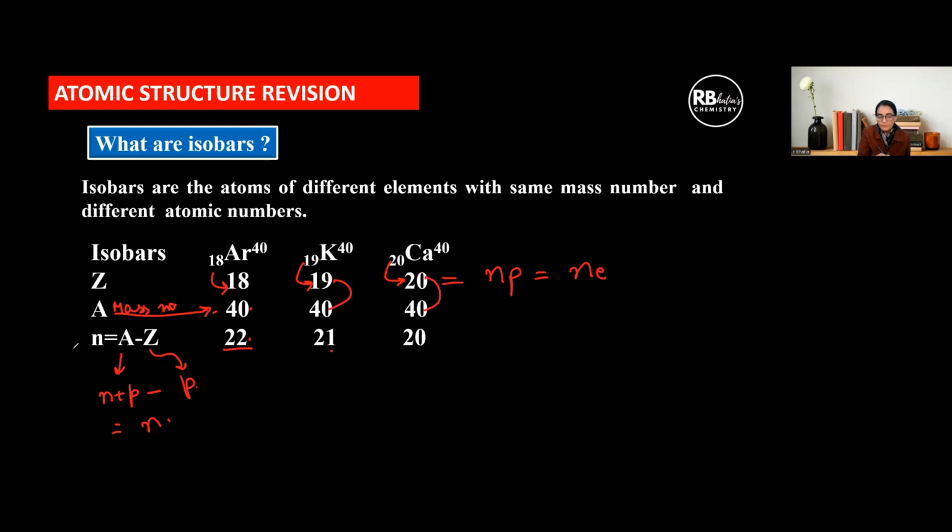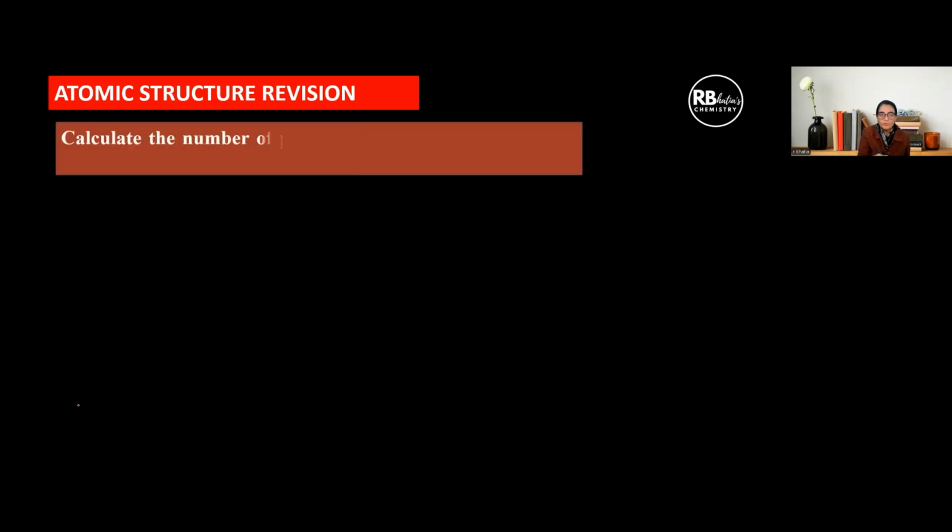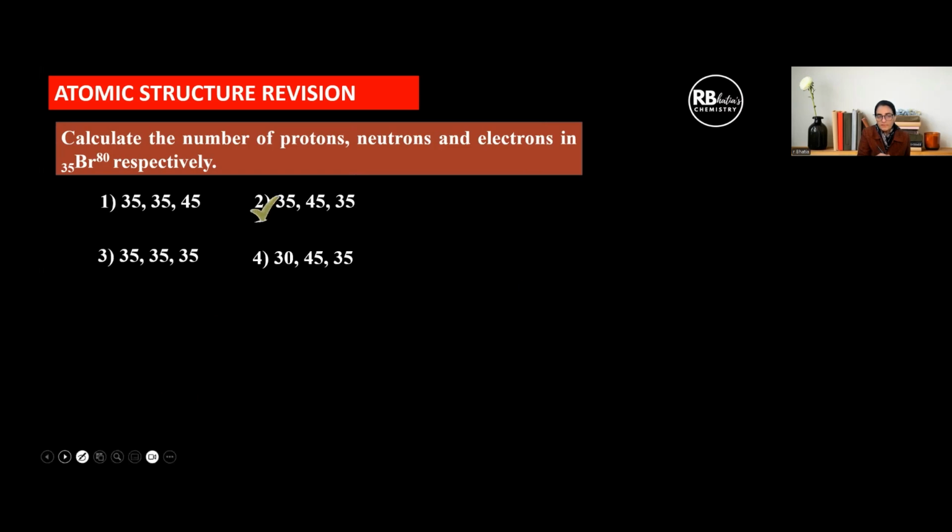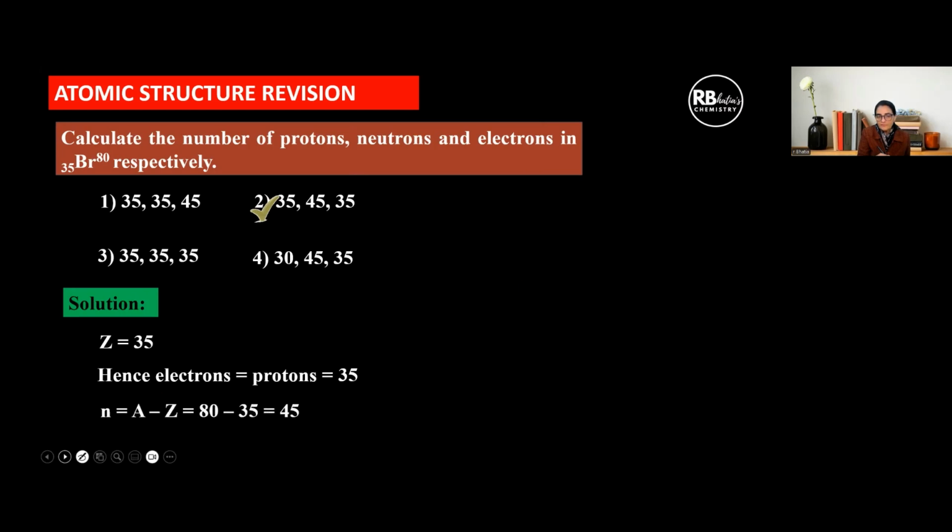Okay. So if a simple question is asked, they can give you any such symbol and ask you about the electrons, protons, and neutrons. Like in this case, calculate the number of neutrons, protons, and electrons in this component. And this is a very, very simple question. Since Z is 35, you know electrons and protons are 35. Mass number is 80. So 80 minus 35 is 45. So hence the answer.